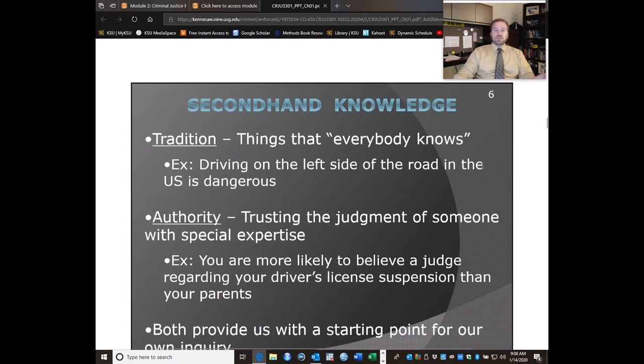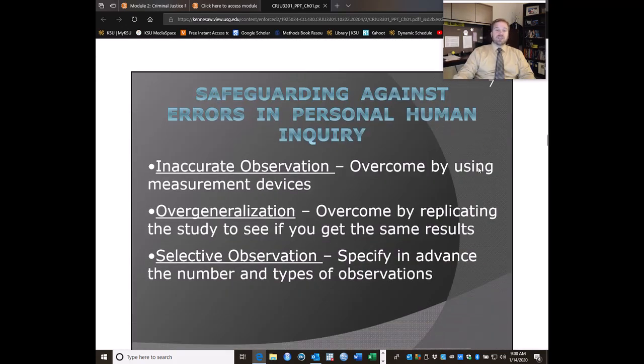Secondhand knowledge, you might learn things through tradition, authority, things like that. There are some problems and errors in human inquiry, which we're going to talk about throughout the class. This is regarding inaccurate observations, things that you might see that are not accurate, and overgeneralizing things. Maybe using a sample of things that you've seen in one class and then overgeneralizing it to the whole university, or even the whole Cobb County, or the whole state of Georgia, things like that.